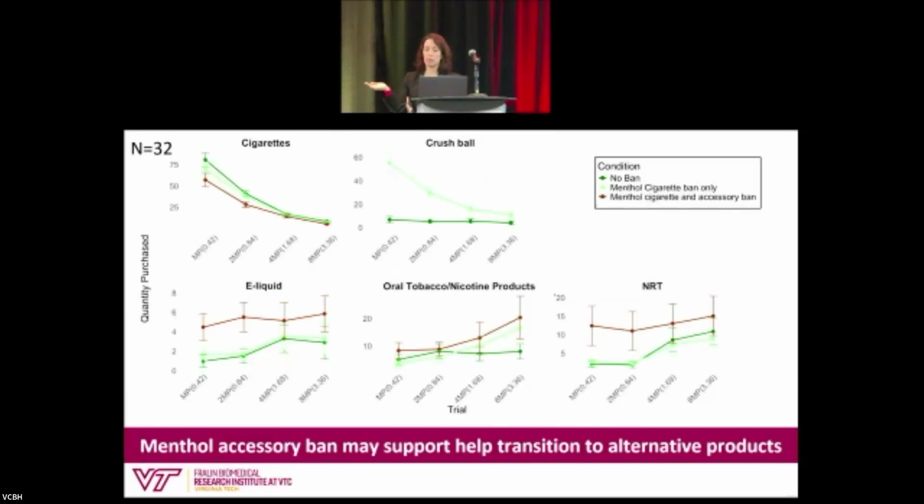We also observed that 7 participants switched to alternative products, and 21 continued smoking non-menthol cigarettes, didn't purchase accessories at all. And this plot here highlights 2 key points. So first, it shows the complementary relationship between cigarettes and crush balls. You can see in the light green curves there when non-menthol cigarettes and accessories were available. And second, for those who purchase accessories when they were available, a comprehensive ban on both menthol cigarettes and accessories may reduce cigarette consumption and support a transition to vaping products or NRT.